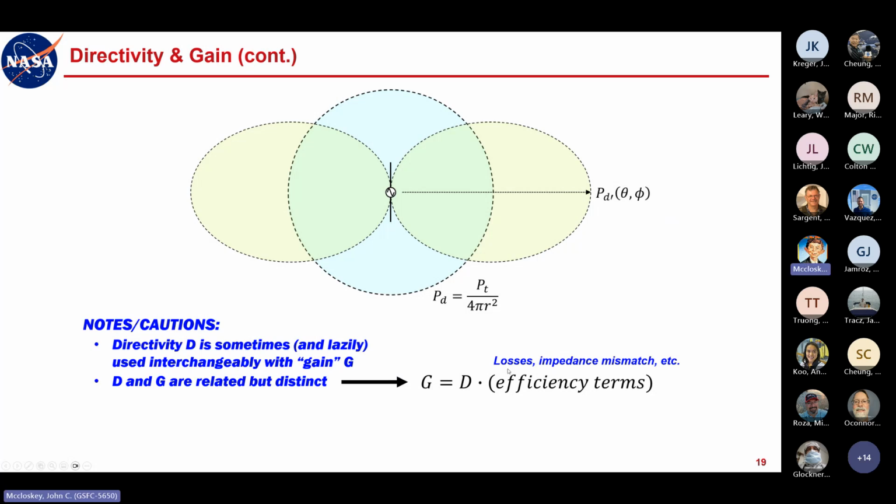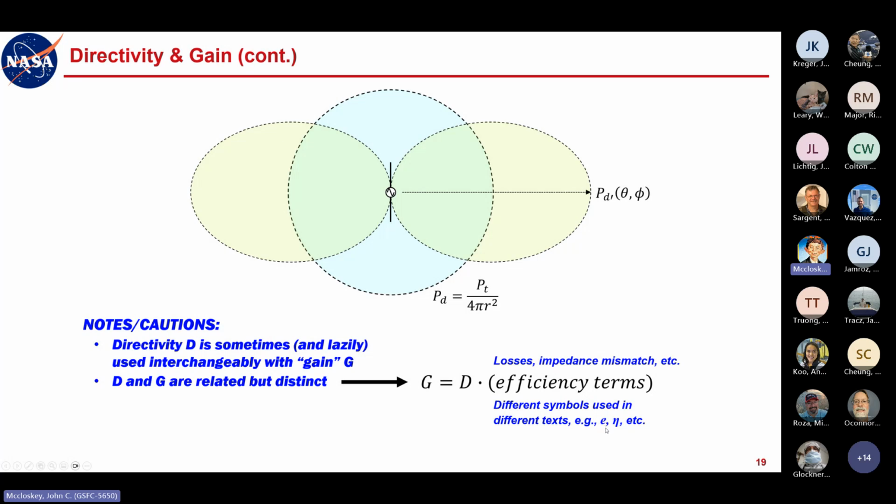So it's just important to keep these two concepts in mind. They're related but distinct. Directivity, as I just described, is all about the directivity of the beam, whereas gain includes these other factors like losses, impedance mismatch, and so forth. In a lot of cases, you can get by with interchanging the terms, but just bear in mind that they are different. Different symbols are used in different texts. For example, for the efficiency terms, they'll use E.